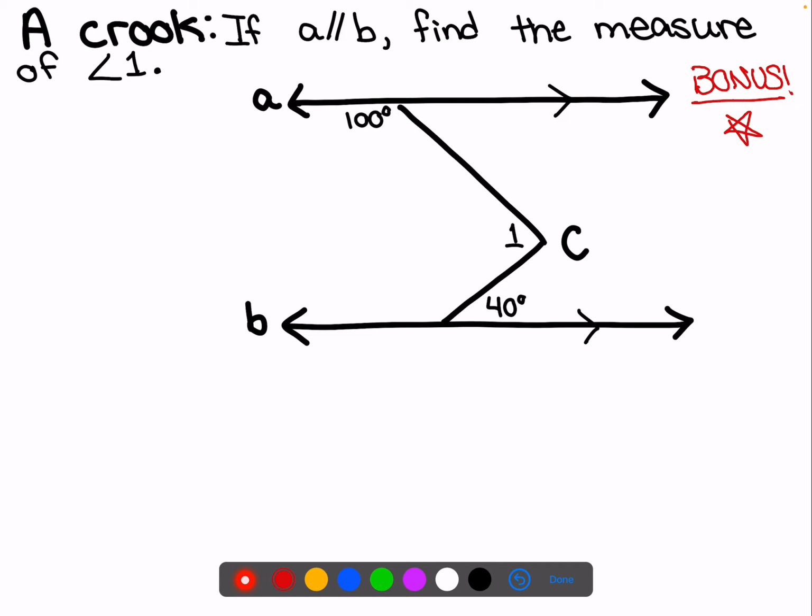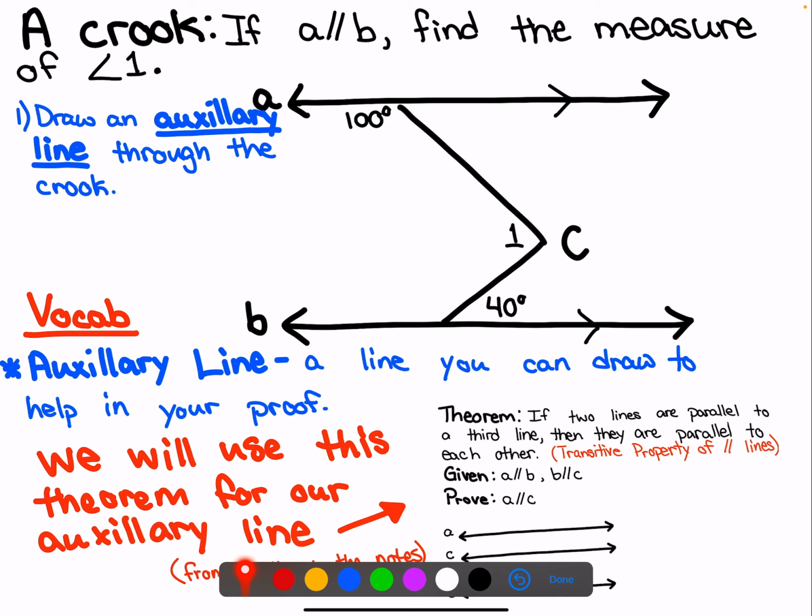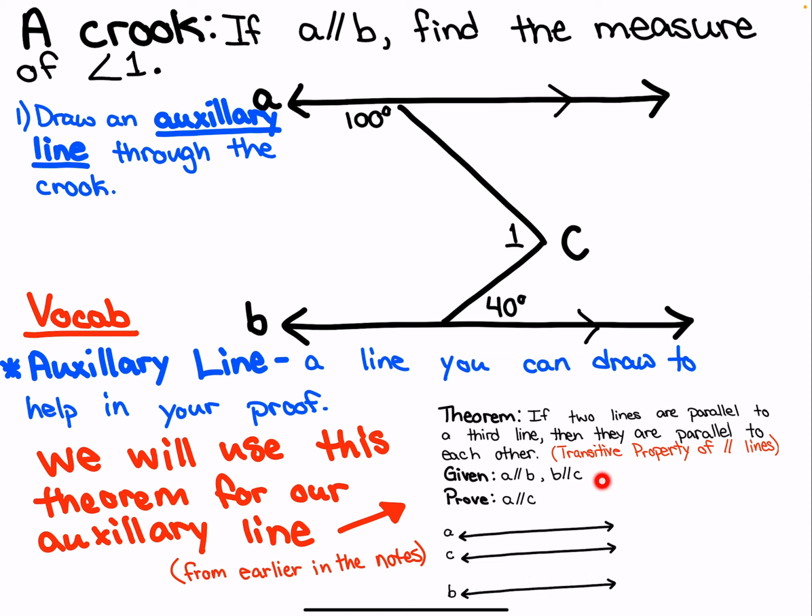So this is a crook problem, and we're going to go through a couple of these. So the first thing that we do with a crook is we need to draw an auxiliary line. Now if you don't recall, an auxiliary line is a line you can draw to help in your proof. You get to draw it. Now, we're going to be using a theorem that we learned earlier today. We're going to use this theorem from earlier, the transitive property of parallel lines.